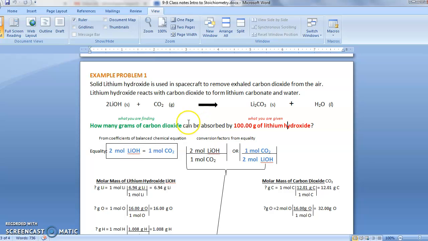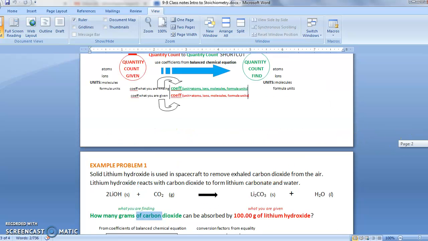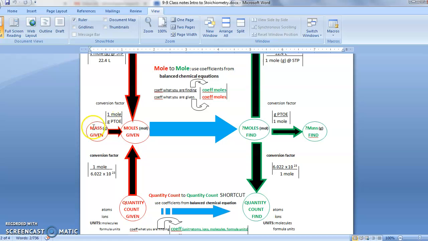So, what did they give us? They gave us the mass of one thing, and they're asking for the mass of something else. So when we look at this chart, they gave us the mass of one thing right here, and they're asking for the mass of something else. We can do it. It will involve 1 conversion, 2 conversions, 3 conversions.